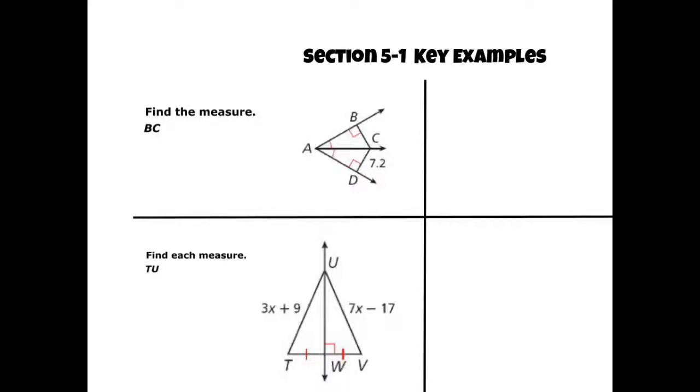So what I'm going to do first is highlight what I'm looking for. I'm looking for this segment right here, BC. And I see that the other information that I have is a measurement for this segment here, which is 7.2. So what I know, and I'm not necessarily doing a proof, but what I'm trying to do is to prepare myself for a proof later and try to make connections with these things.